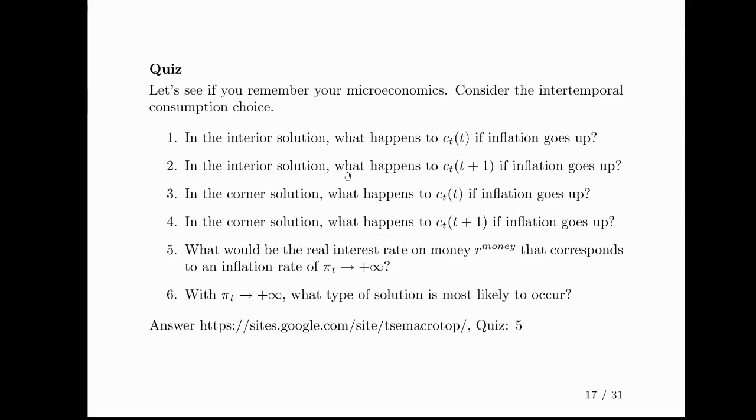So here's the quiz. In the interior solution, what happens to CT at period T? So consumption, present consumption, per consumption when our generation is young. If inflation goes up, in the interior solution, what happens to CT plus 1 if inflation goes up? So if inflation goes up, how much will people decide to spend more or less in the next period T plus 1?